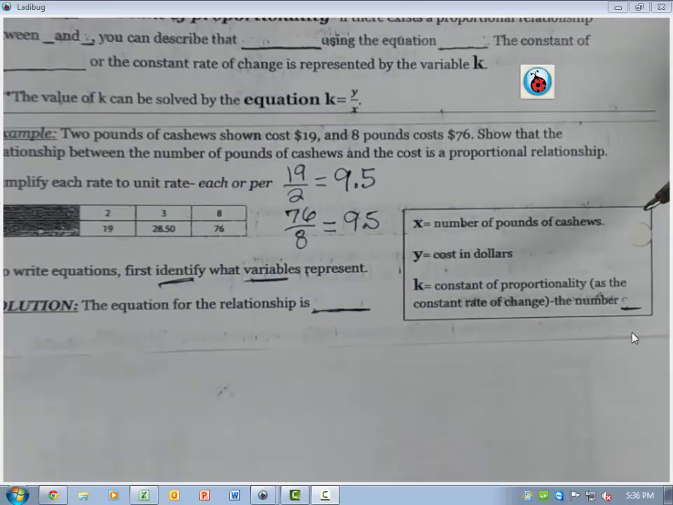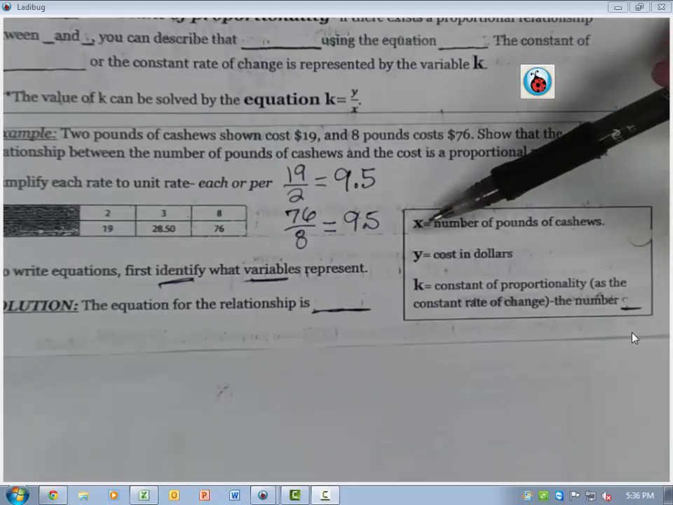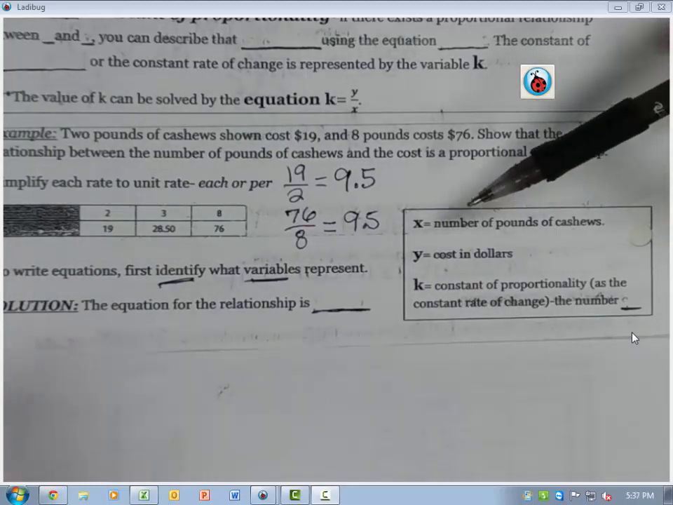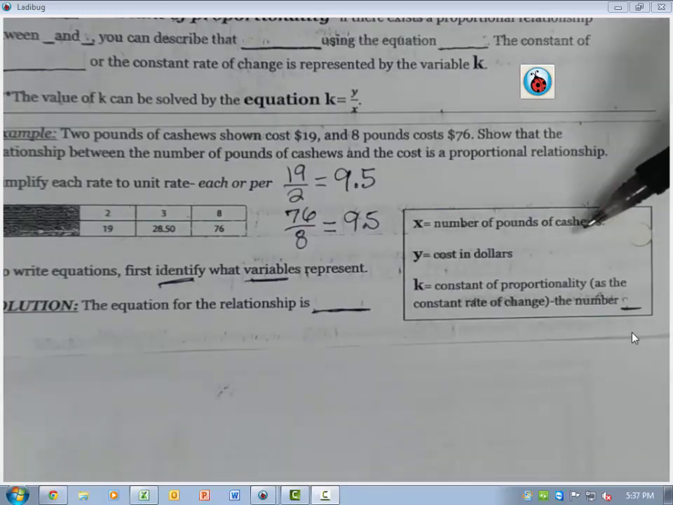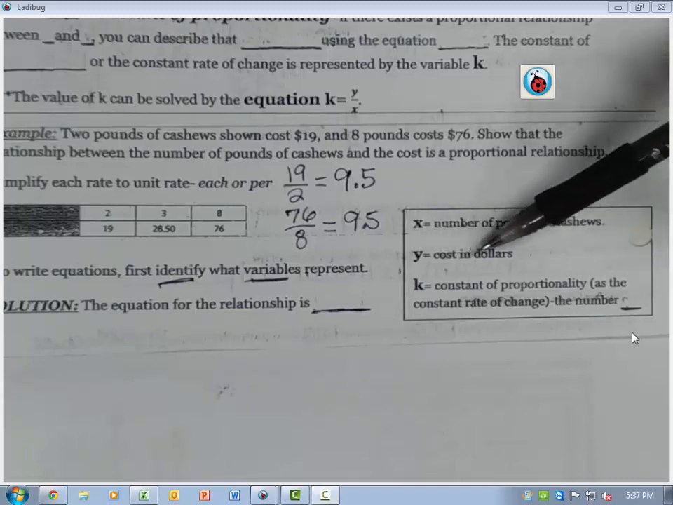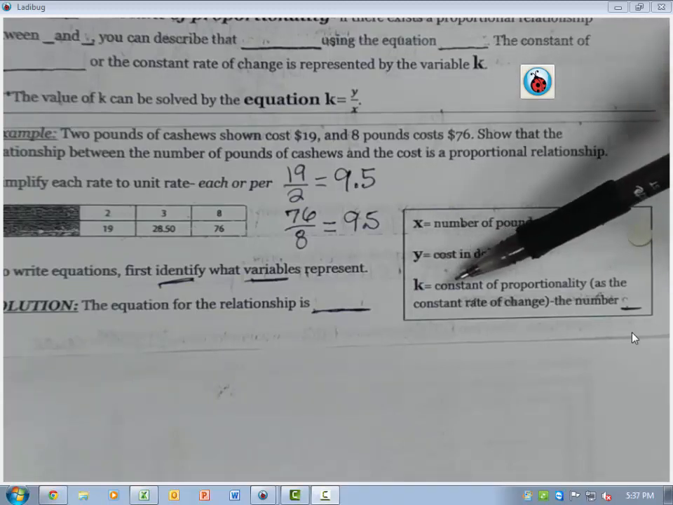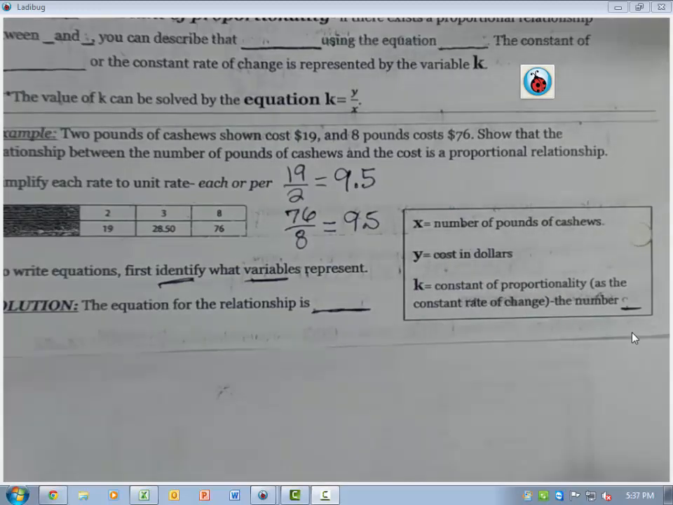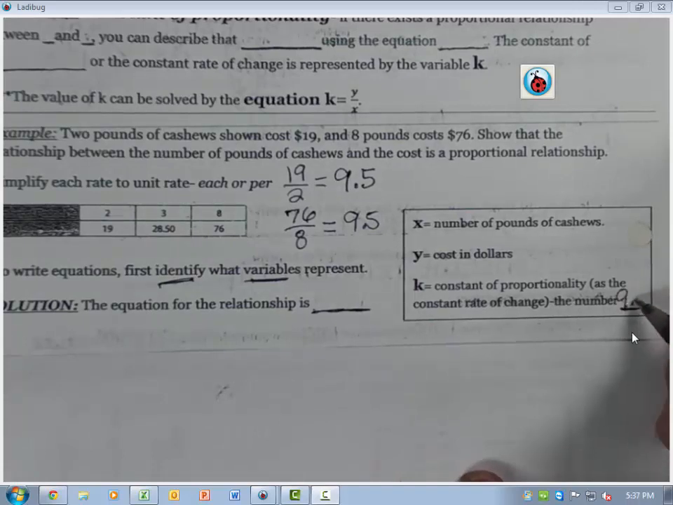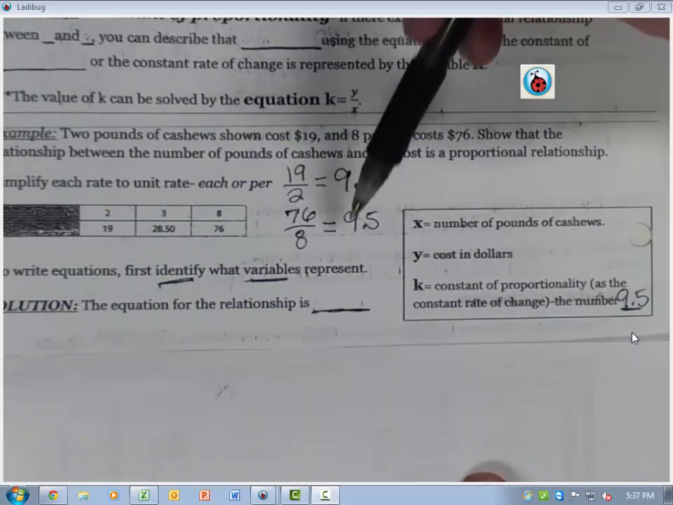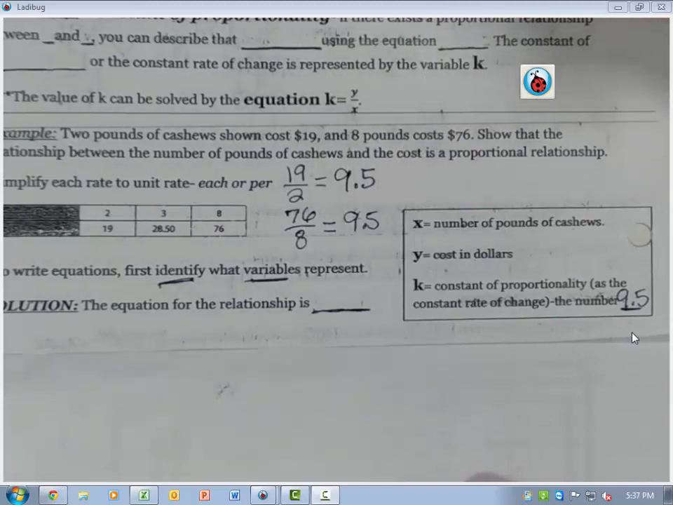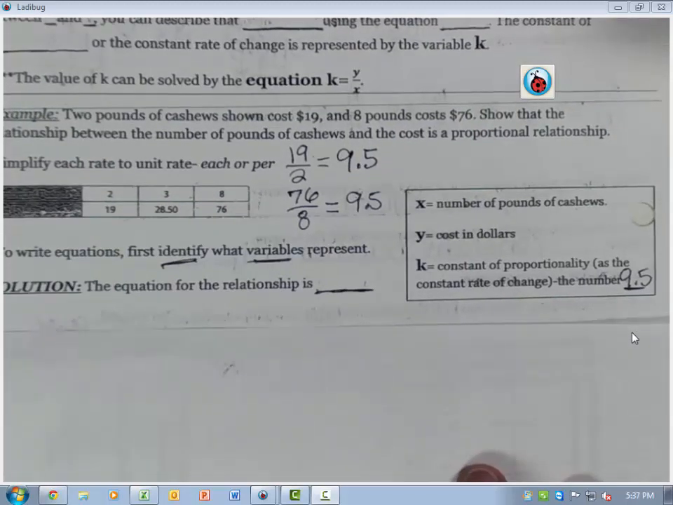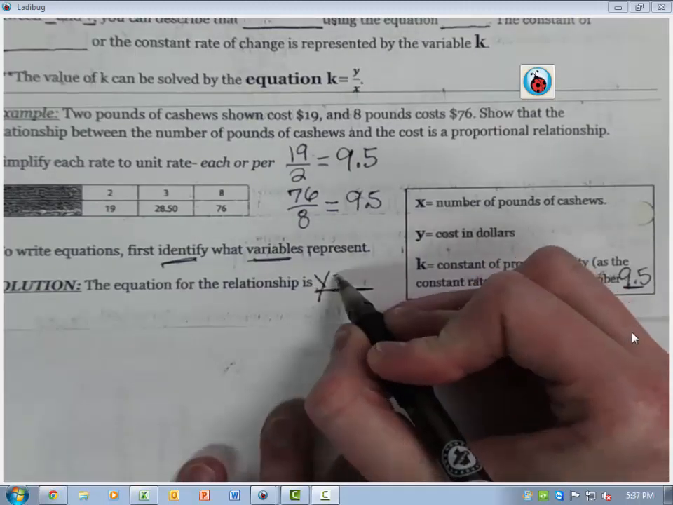So x here represents the number of pounds of cashews, y is the cost in dollars, and k is the constant of proportionality, or the constant rate of change. The number that represents k would be 9.5, because we divided and got that as our constant rate from one fraction to another. So the equation for the relationship would be as simple as this: y equals 9.5 times x.